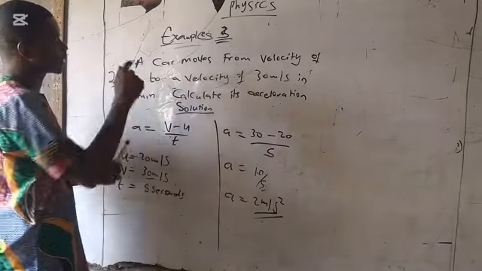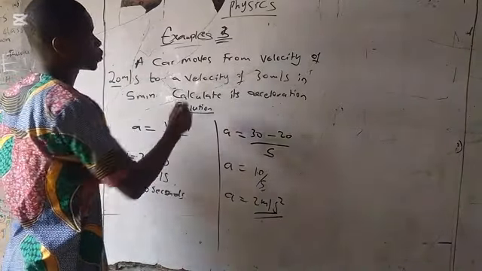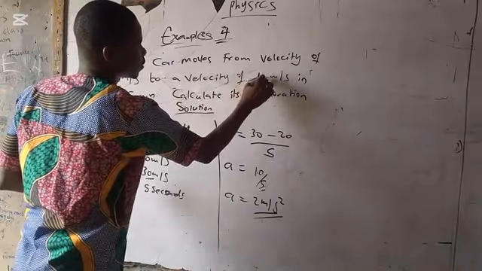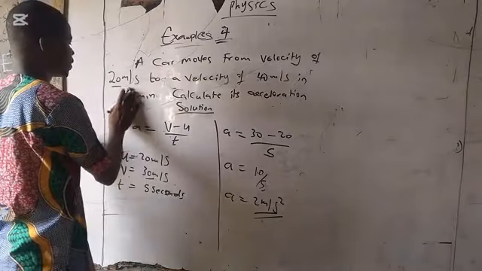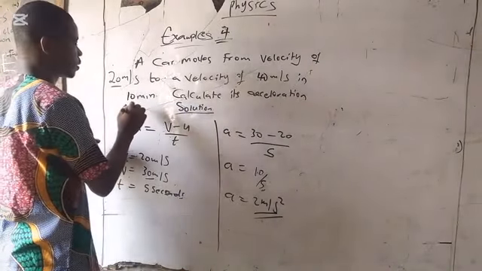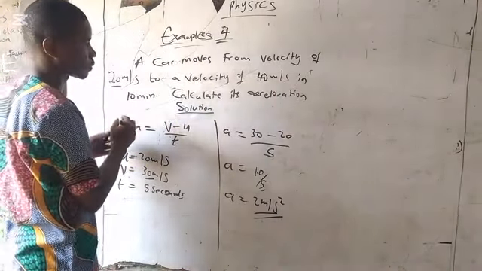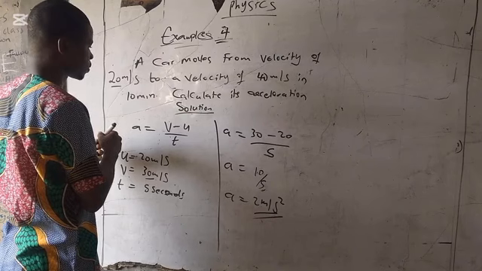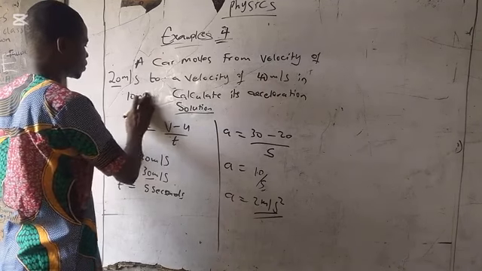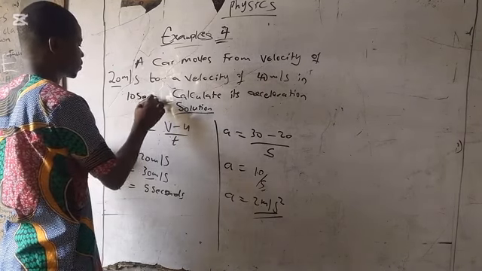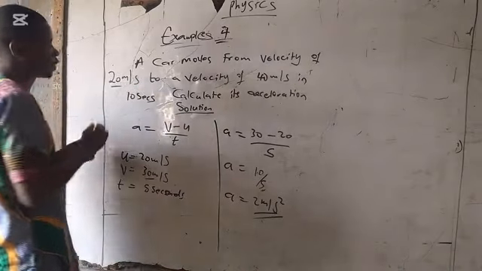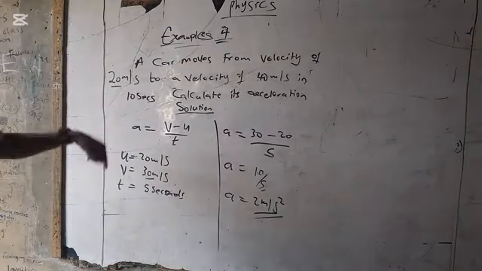If you understand what I just solved, you solve your own now. You solve example 4, and let's assume this is our 40, and this is 10 seconds, and this one is still 20. You solve yours and drop your answer in the comment section.